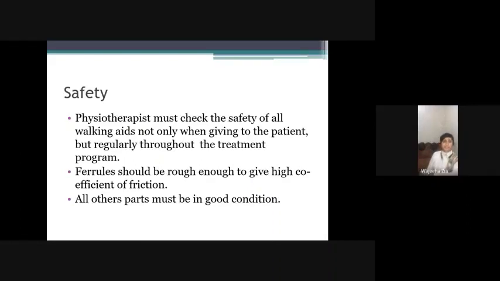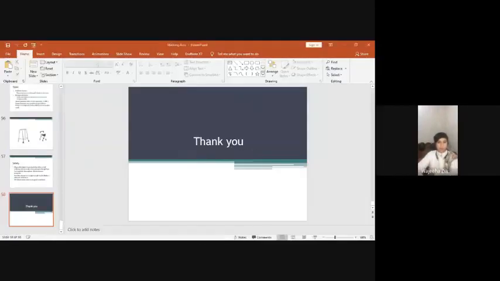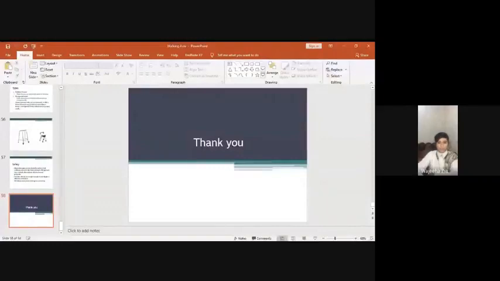Safety is very important. Physiotherapists must check the safety of all the walking aids, not only when giving them to the patient, but also regularly throughout the treatment program. Always check the rubber ferrules. They must have a high coefficient of friction, because if the ferrules are not good, there are chances of the patient slipping and falling. Always advise the patient how he can manage his walking aids and how he can buy different parts of walking aids from the market. So that was all about the kinesiology content.